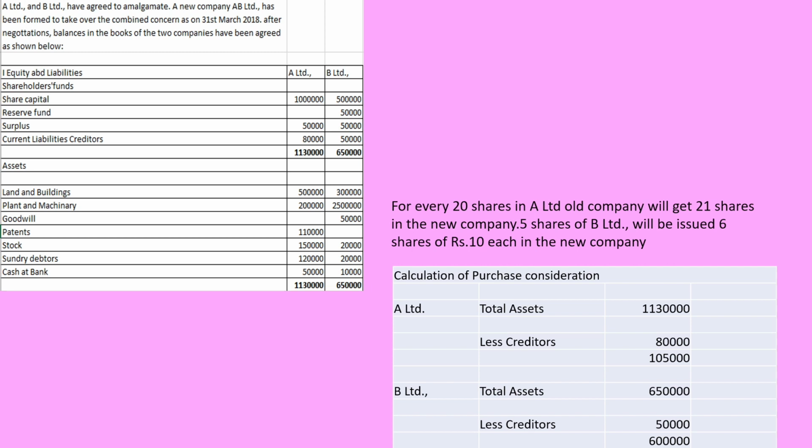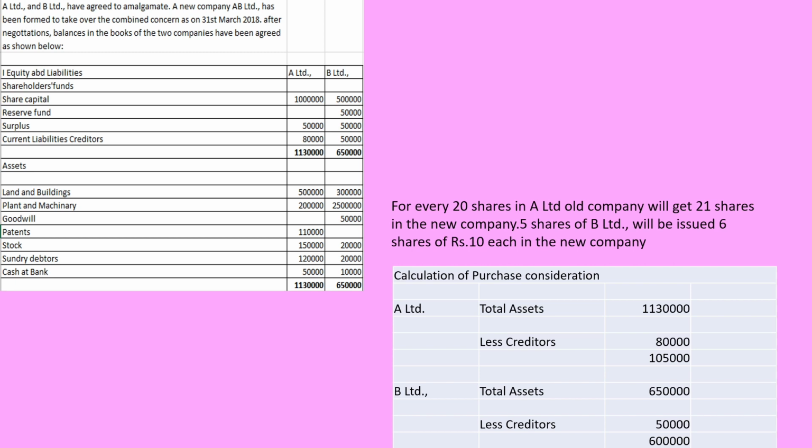Let's see how we'll calculate the purchase consideration. Here the net assets method has been followed. From assets we have to minus liabilities, and we get the purchase consideration amount. For A Limited, total assets come to 11,30,000, and from that you minus the creditors, 80,000 rupees. The purchase consideration for A Limited is 10 lakh 50,000: 11 lakh 30,000 minus 80,000 gives 10 lakh 50,000.